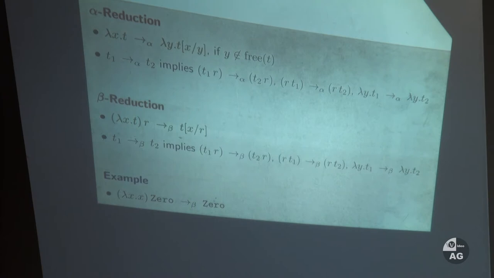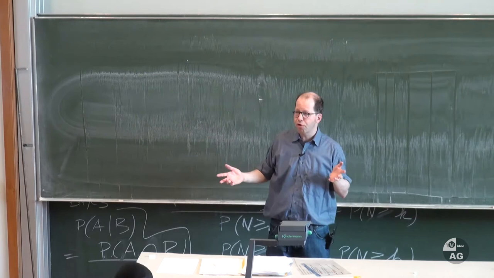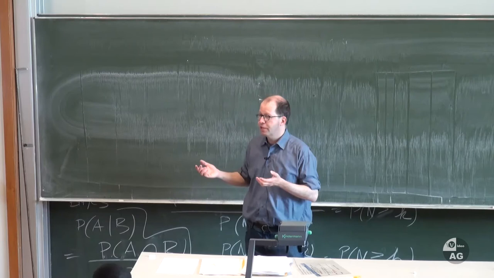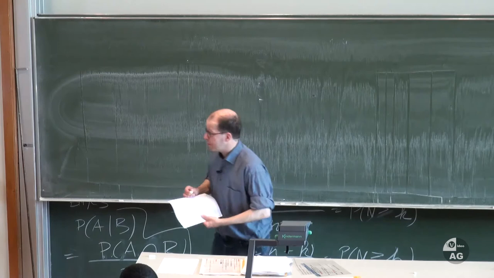So now the question was, what are the properties of these reductions? In particular, what happens if I have a large lambda term? Then I can probably apply different forms of reductions. In particular, I might apply beta reduction somewhere inside the term, or somewhere outside in the term. And the question is, do I always get the same result? And to formulate this, we introduce the notion of confluence.